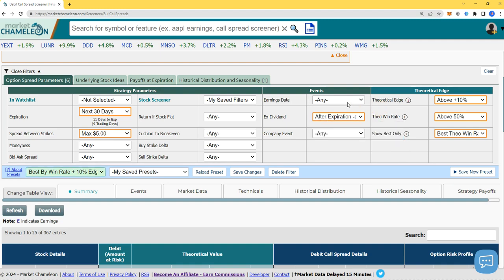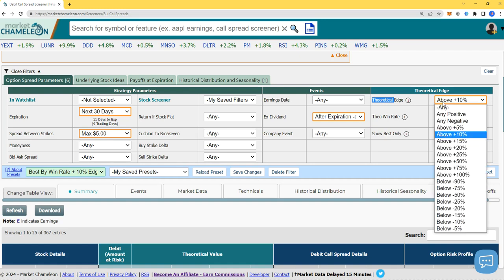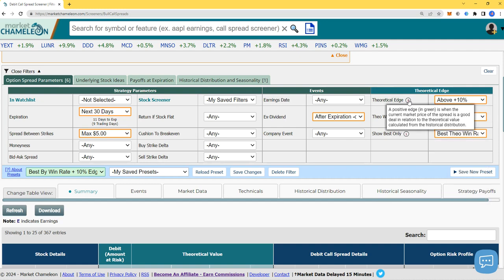Very nice. Now it doesn't do anything about earning date or company date. That means if you're bullish on earning day, you leave it in any. Theoretical edge is what I said, above 10%. That's good. That means the higher the theoretical edge, the less you pay for the debit call spread. Okay, you can read it in here.